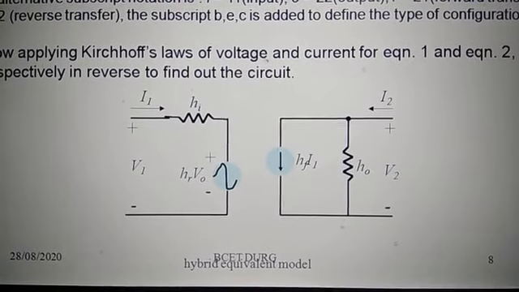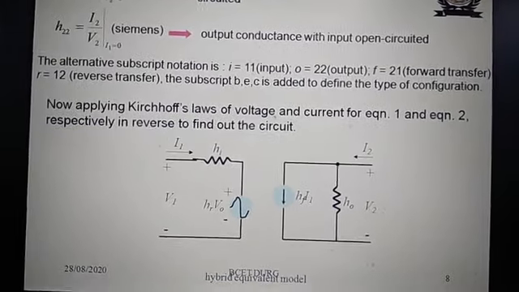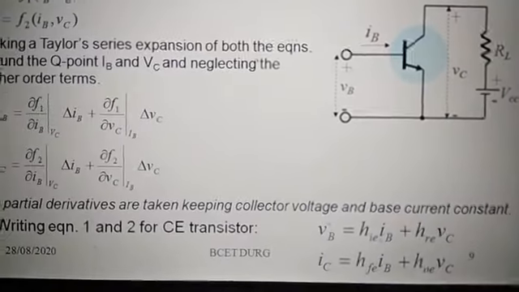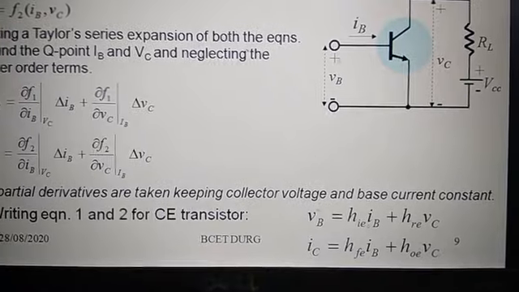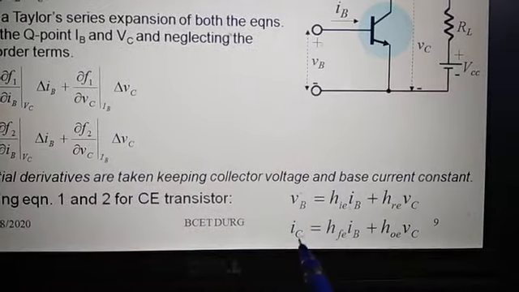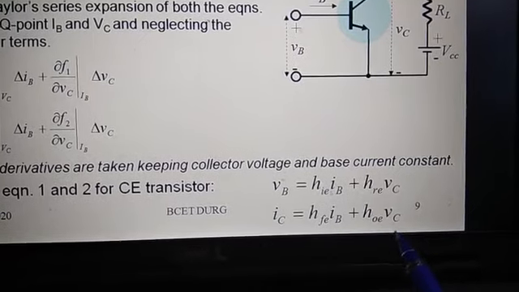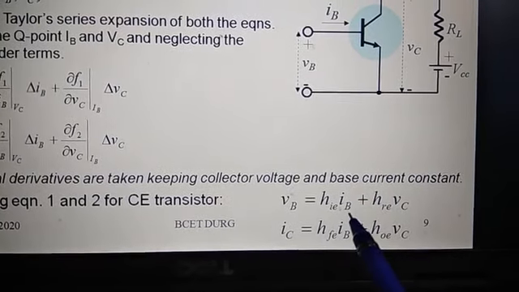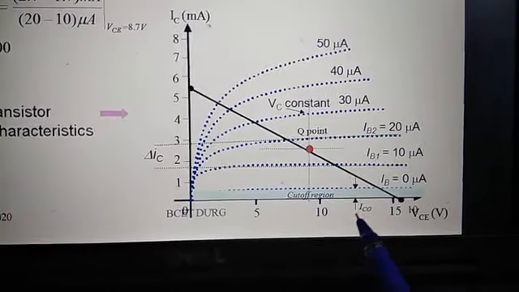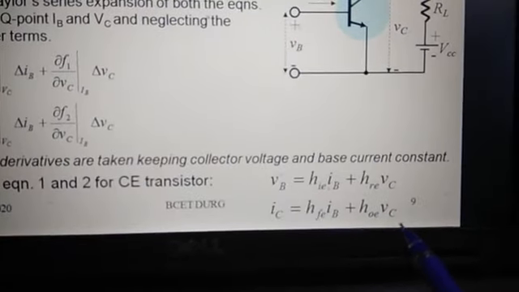You can replace this model in place of the transistor while doing the low frequency analysis of a transistor. We have also seen this one for the transistor. This input voltage VB and output current IC are the two dependent variables, and IB and VC are the two independent variables. So VB is HIE into IB plus HRE into VC, and IC is equal to HFE into IB plus HOE into VC.